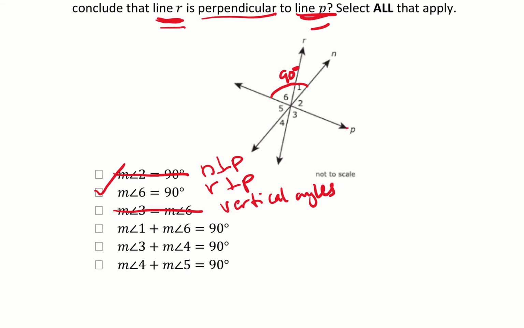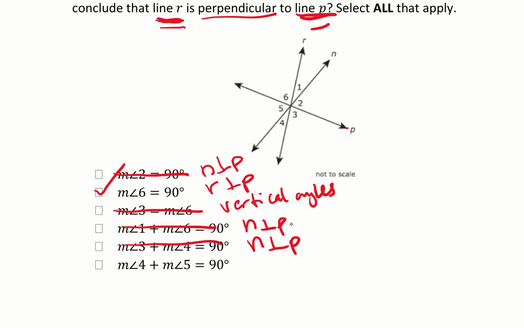So that tells us that N is perpendicular to P, which is not what we want. So no. Angle 3 and angle 4. So angle 3 plus angle 4 is 90 degrees. That tells us that N is 90 degrees away from P. So again, that tells us that N is perpendicular to P, which is not what we want.